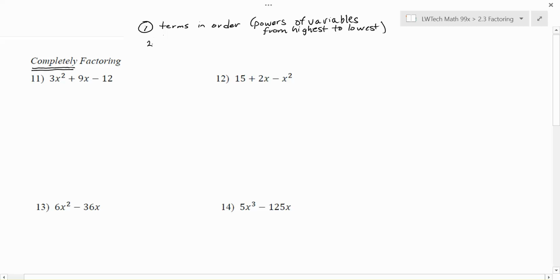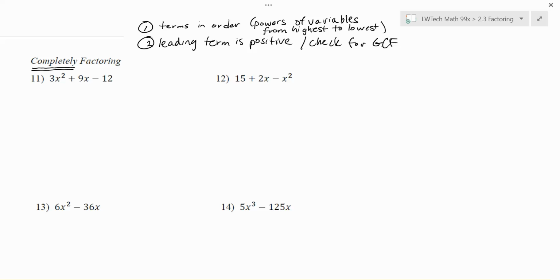The second thing that you want to do is make sure that your leading term is positive. So whatever the first value in your expression is after you reorder things does need to be positive. At that same point in time, you should also check for our greatest common factors. If there's something that you can pull out from all of those terms in the expression, you definitely want to do it at this point.